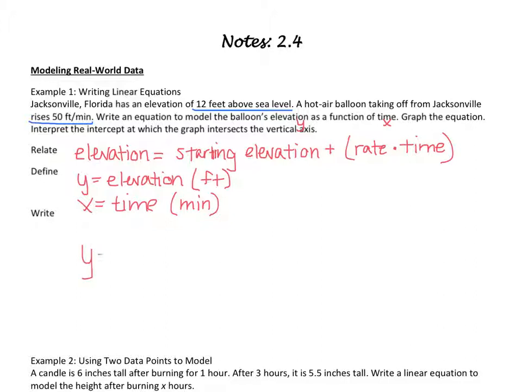Elevation is going to be y. So y equals, what was the starting elevation? I spelled 12 feet above sea level. 12 plus, what is our rate? 50 times time, which is x. Let's do green. All right. So we've finished the first part. We've written an equation. Now we need to graph the equation.